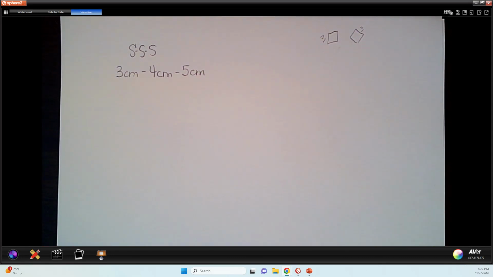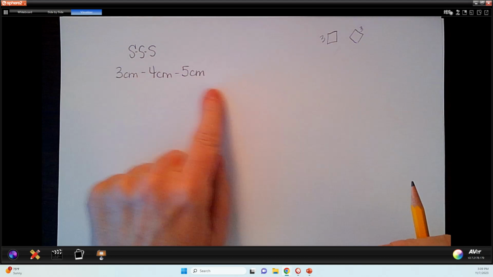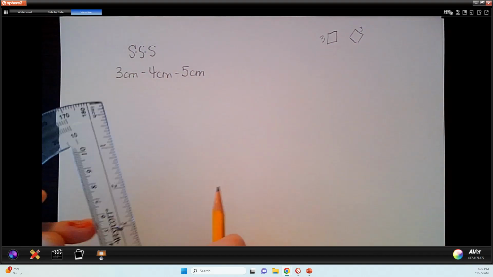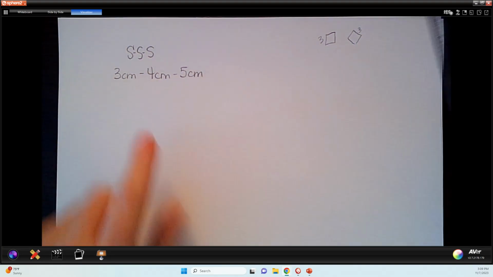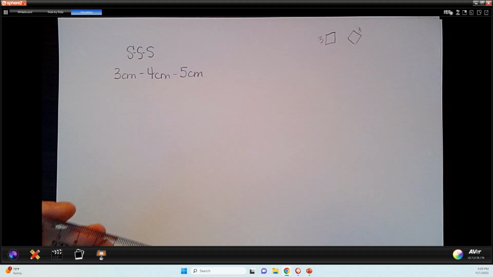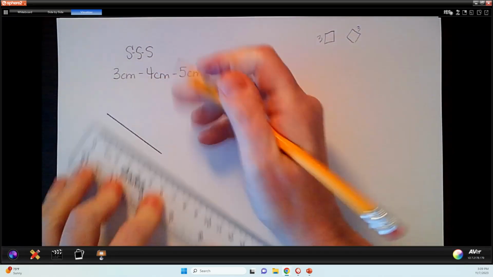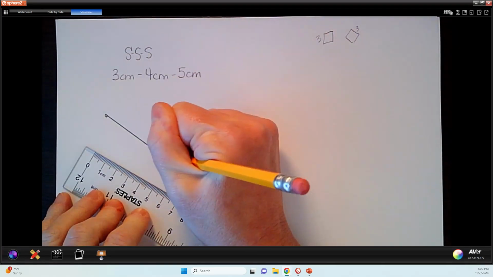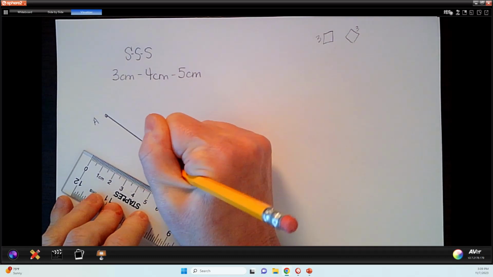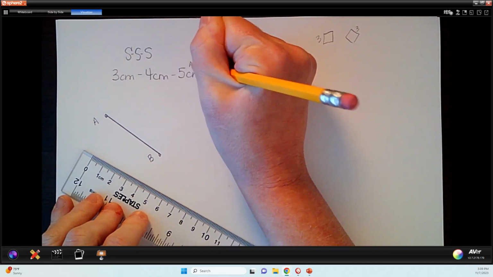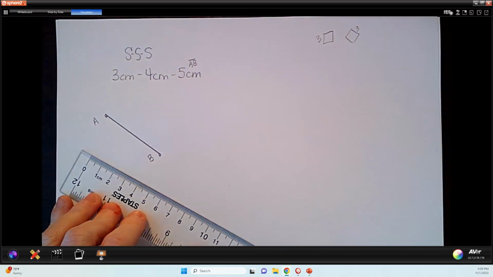All right, so I'm going to start. It doesn't matter which of these sides you start with. I'm going to start with the 5 centimeter. I'm going to do a couple just to prove to you that they're all the same. Okay, so I'm just going to make a 5 centimeter line, and I'm going to label that A, B. So there's my one side. Okay, so A, B. I'm starting with that one.